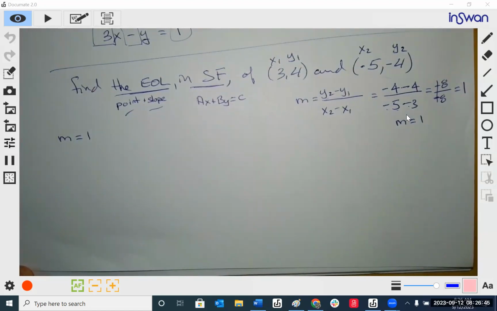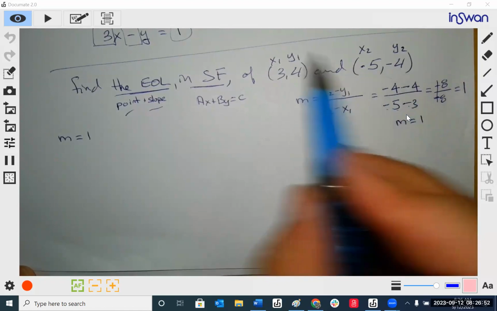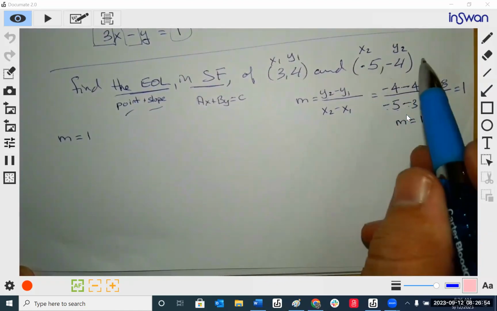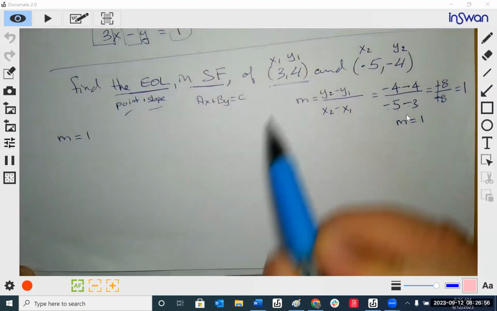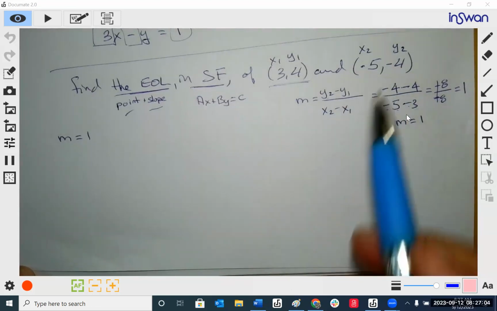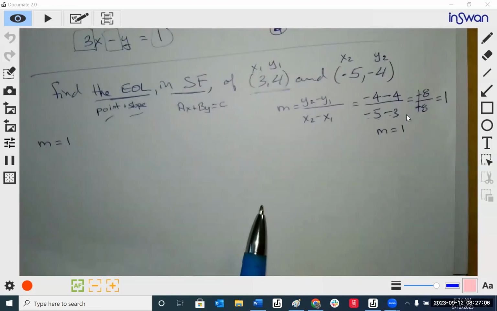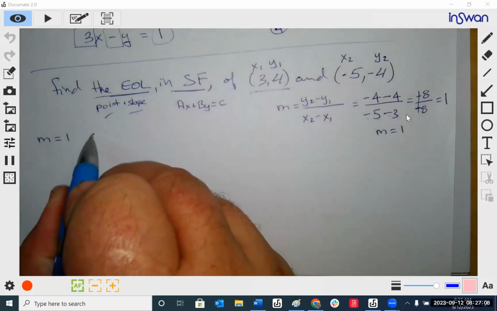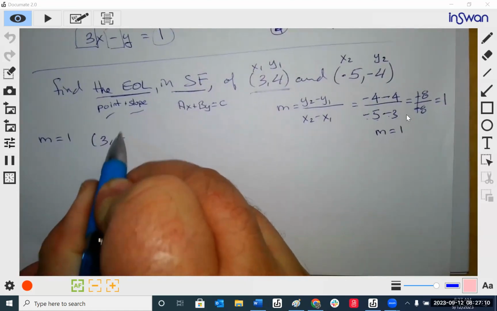Do I have a point? Which point do you want to use? Yes, they're both, doesn't matter. But this has got negatives in it, so I try to keep away from it. If you have a point that has a 0 in it, use that because that takes care of some of your variables. If you have positives versus negatives, take the positives. So I'm going to use the point 3, 4.